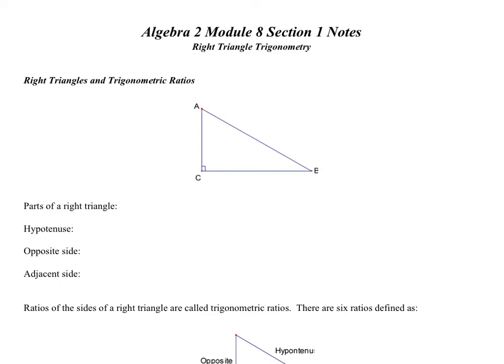Okay, in Module 8 we are going to do a unit on trigonometry. Trigonometry is something that you should have done in geometry in previous coursework. So in Section 1 we're just going to review some of the basics of trigonometry and right triangle trigonometry. Here you see I have drawn a right triangle.